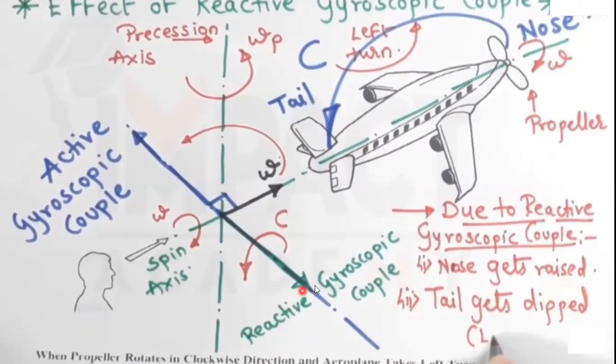So the thumb will be denoting the arrowhead and the remaining 4 fingers will be generating the couple. And whatever you got here, transfer to the flight. So automatically what happens? Tail will be dipped and nose will be raised. So nose gets raised and tail is dipped.